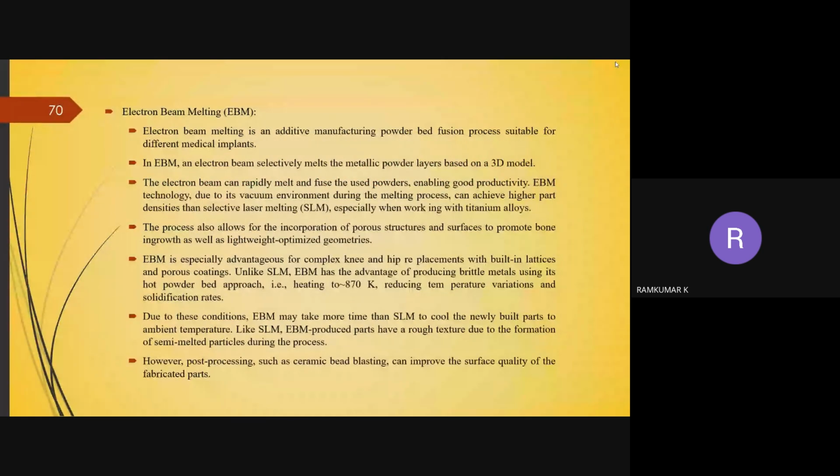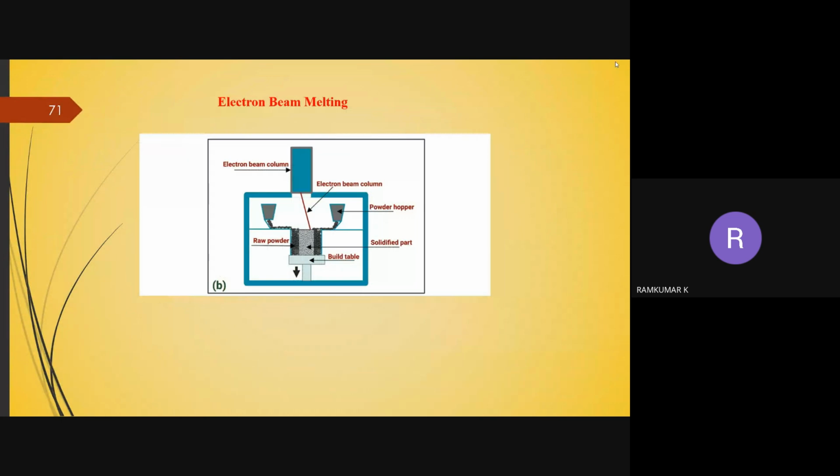The next one is about electron beam melting. This is also used to make the 3D model as per the requirements. Here we can see the electron beam. Here the raw material is fed. So using this, we can make the required 3D product.